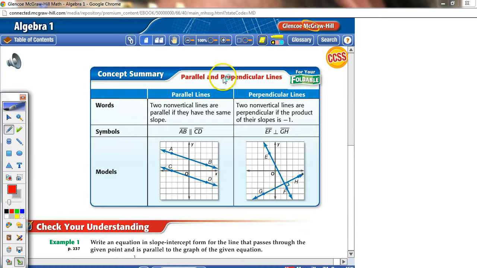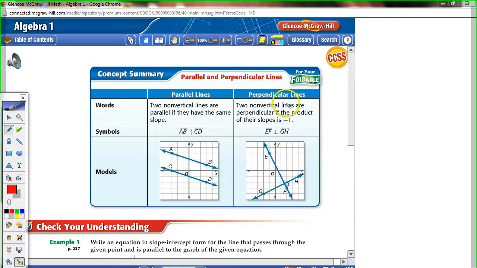Last, let's go over our parallel lines and perpendicular lines. Okay, again, parallel lines are two non-vertical lines that are parallel if they have the same slope. Perpendicular, two non-vertical lines are perpendicular if the product of their slopes is -1. The symbols here, you have two lines that are going up and down. That's parallel. So how do you read this? Line AB is parallel to line CD. Perpendicular sign, it gives you a 90-degree angle. So line EF is perpendicular to line GH.